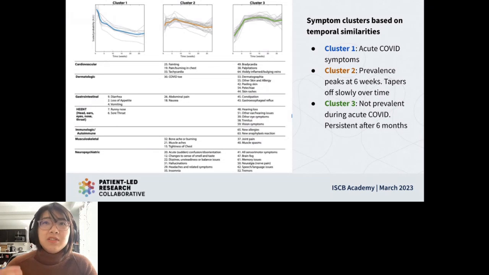With the longitudinal data that we gathered from our teammates, we did some clustering analysis, and we found there are distinct clusters of symptom presentations over time. So it's not only that the acute symptoms drag on, but over time, if people do not recover properly, there are new symptoms cropping up, and this you can see in cluster 3 very prevalently.